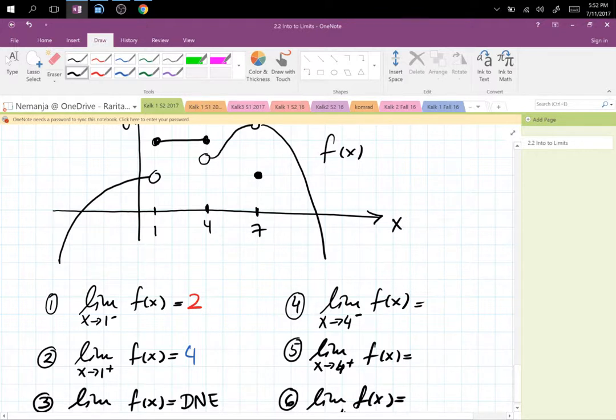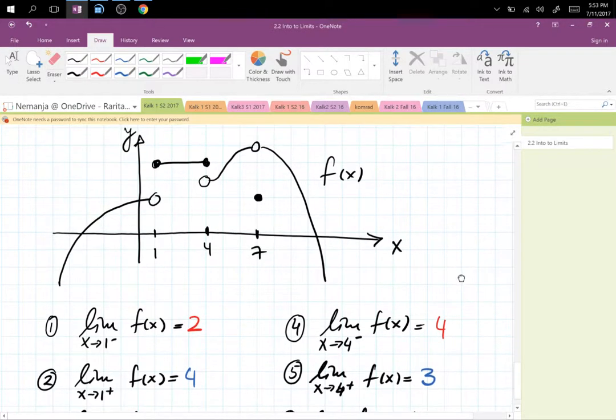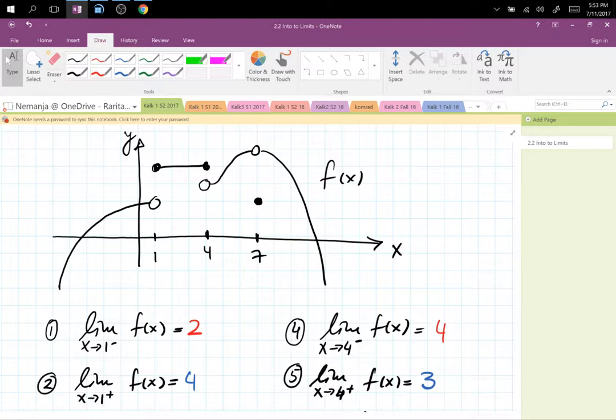Moving to the next set of questions, approaching from the left, which was the red approach, is 4. That's this guy. Approaching from the right, you go down the line, you end up at 3, which is this open circle. And because they're different, by the theorem, the overall limit does not exist. Which leaves us with what's happening at 7.